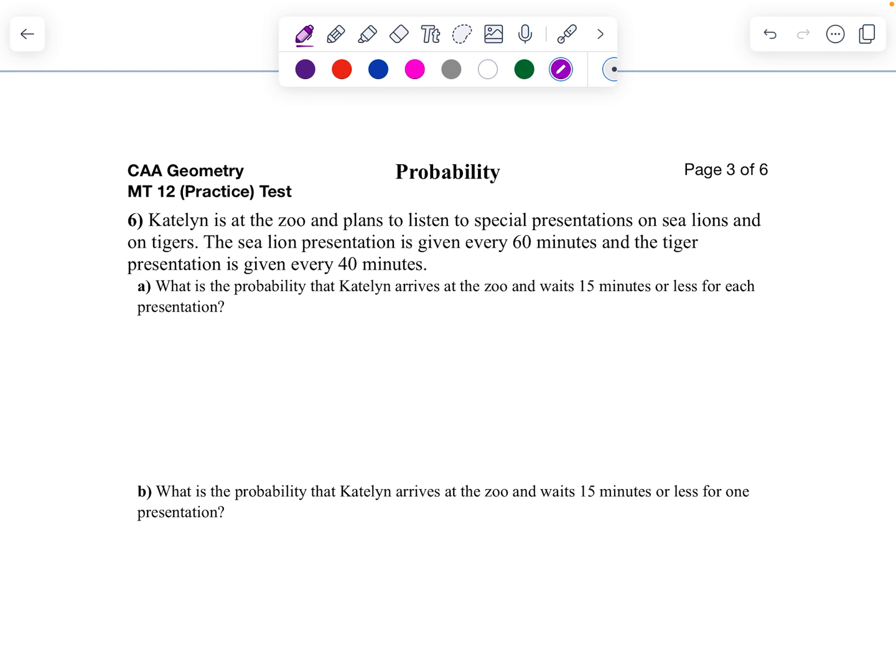The sea lions presentation is given every 60 minutes. So what I'll do, I'll represent this with a length of 60 minutes. Okay, this is my sea lions, isn't it? I'll put the sea lion in there. And then we know the tigers, they're every 40 minutes, aren't they? So that's just representing the problem.